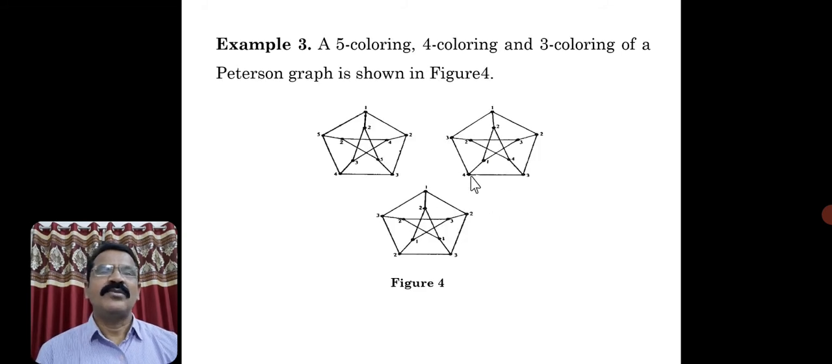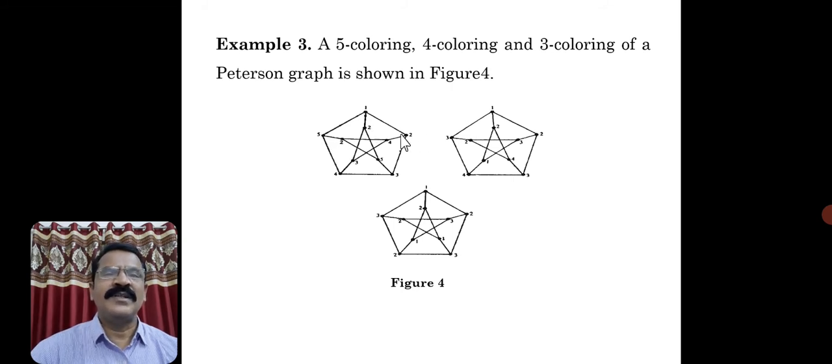Now I have considered one more example: how to color the Petersen graph. I think we have already used this in the previous session also. So let us consider the Petersen graph. It can be colored with 5 colors, even with 4 colors, even with 3 colors. Why have I considered it? Because it is a 5-colorable graph.